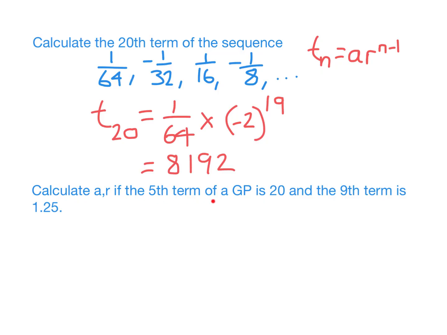Calculate A and R if the fifth term of a GP is 20 and the ninth term is 1.25. So hopefully you're looking at this and saying, okay, I need to calculate two quantities at the same time, so we'll use simultaneous equations. So one equation will be the fifth term. The fifth term is always AR to the power of n minus 1, AR to the power of 4, and we're told that is equal to 20. Similarly, for the ninth term, AR to the n minus 1, n is 9 here, so n minus 1 is 8. That is equal to 1.25.